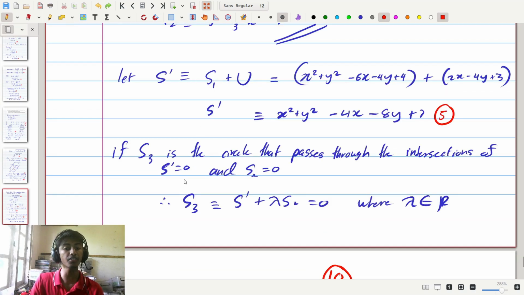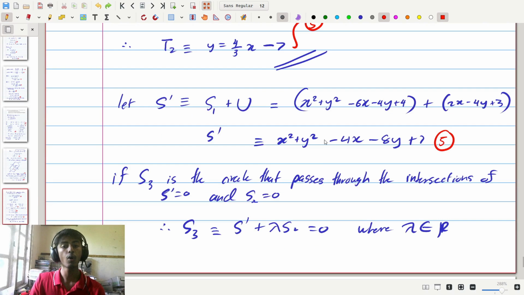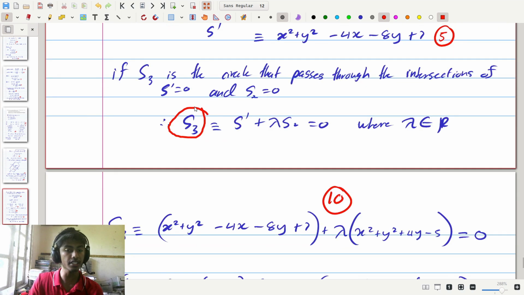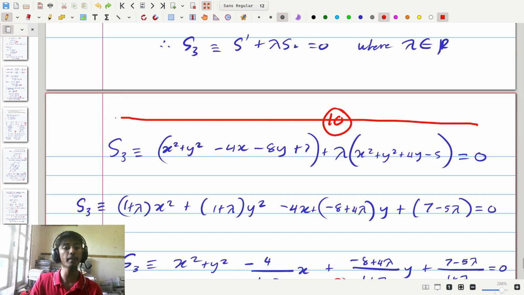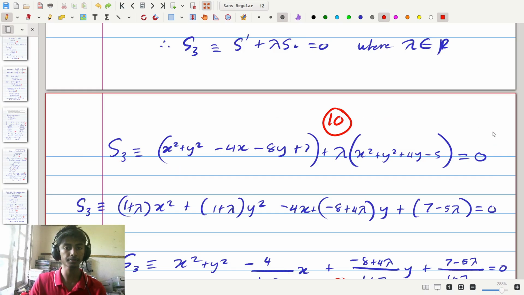Now after that, in the last part of the question, when you consider the circle S3, which intersects this circle and this circle S2, and then when you get S dash, which is S1 plus U, either over here or over here, as x squared plus y squared minus 4x minus 8y plus 7, for getting it correctly, you'll get 5 marks. After that, when you get S3 equals S dash plus lambda S2 equals 0, where lambda is a real number, and you substitute them into this equation right here, for getting this equation, you'll get a total of 10 marks.